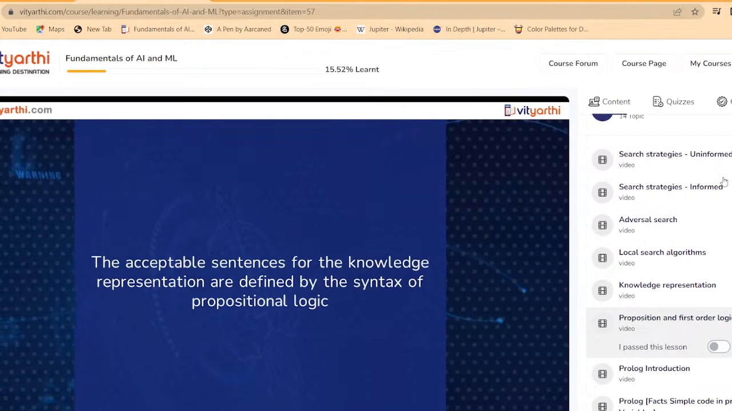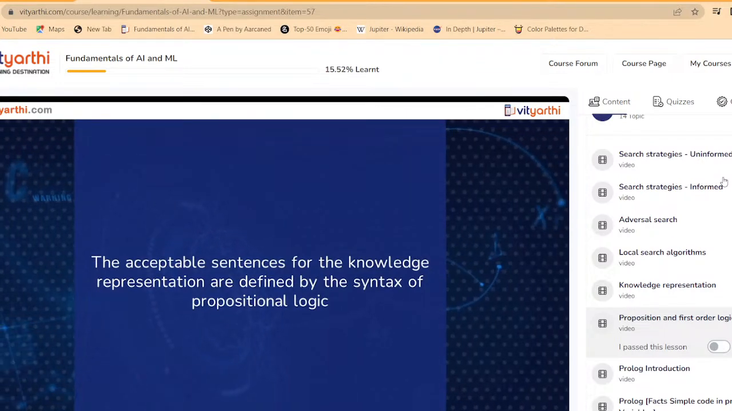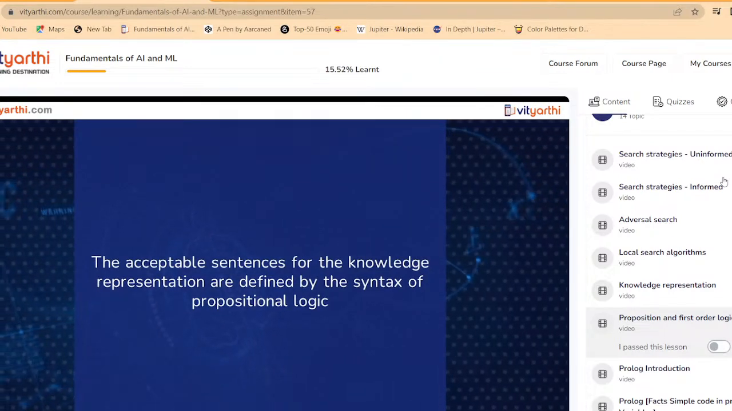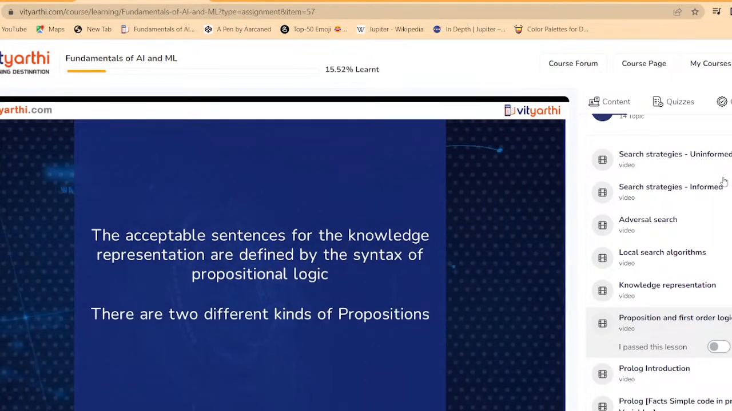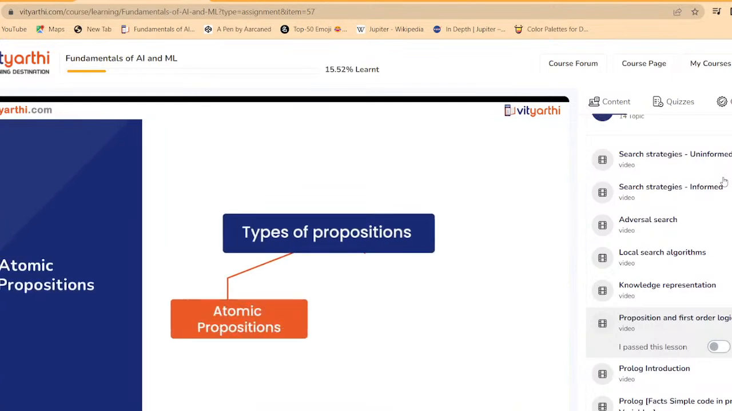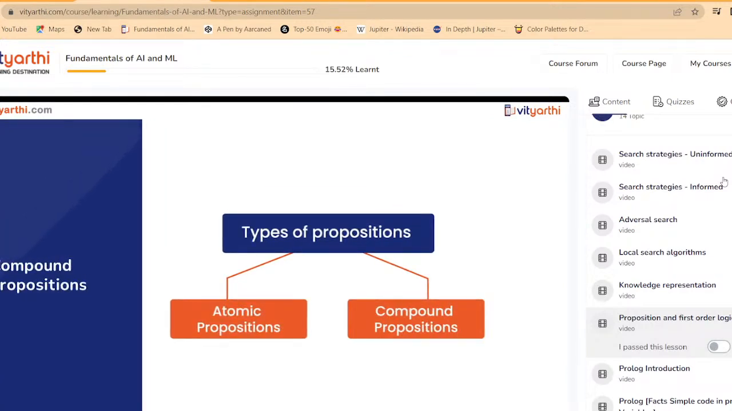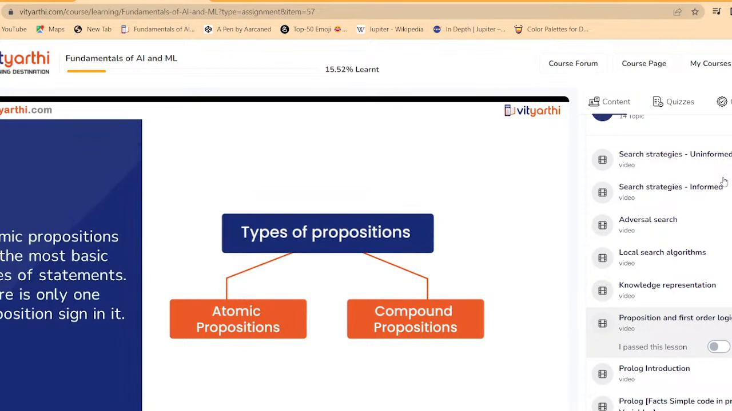The acceptable sentences for knowledge representation are defined by the syntax of propositional logic. There are two different kinds of propositions: atomic propositions and compound propositions. Atomic propositions are the most basic types of statements.